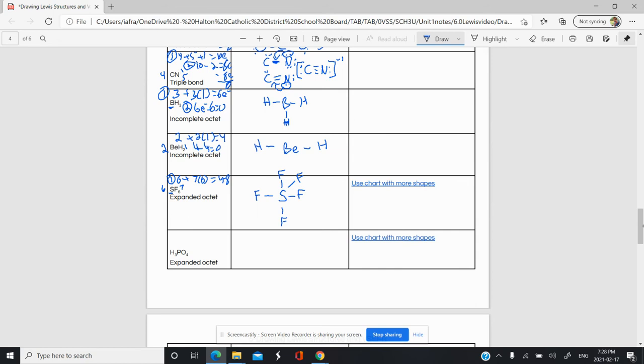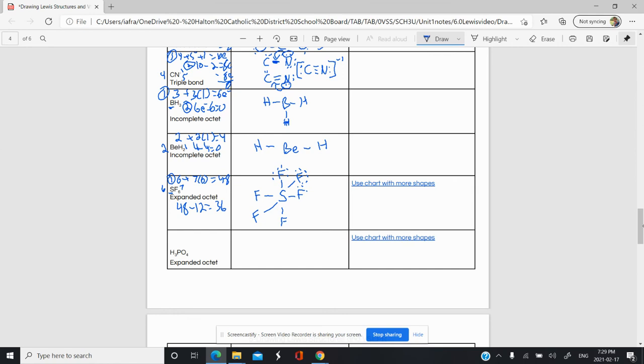So I put 1, 2, 3, 4, 5, and 6. And so what I've done here is I've actually placed 6 bonds, right? So 1, 2, 3, 4, 5, 6 bonds, which means I've already placed 12 electrons. So there's 36 left to go. And so I'm going to start filling in my peripheral atoms with the lone pairs. And it looks like each of them needs 6 more electrons. So 1, 2, 3, 4, 5, 6, 7, 8, 9, 10, 11, 12.